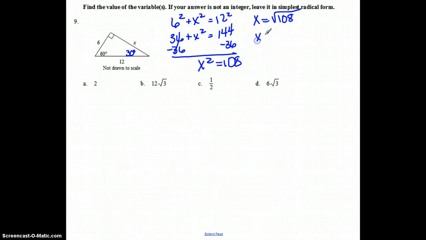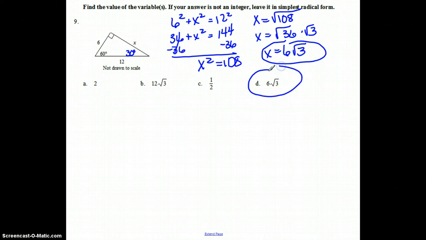So x is the square root of 108. So I try to think about what perfect squares will make this, could give me two factors. So 36 times 3 is going to give me 108. 36 being a perfect square of 6. So 6 square root of 3. So my answer is D.